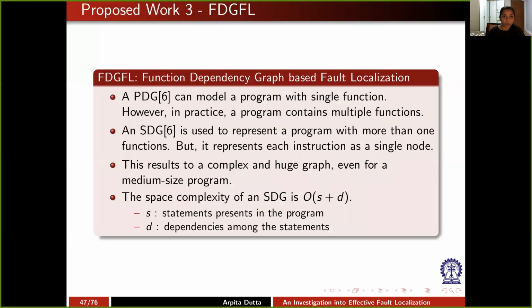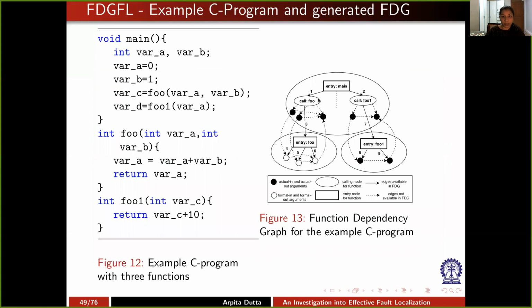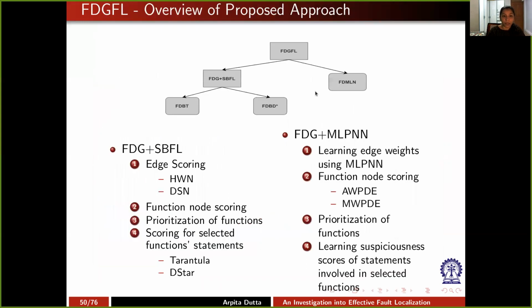Now coming to our third approach, that is FDGFL, function dependency graph based fault localization. Sometimes we can see that the function execution is the same for different functions. So to get rid of this problem, we have defined a function dependency graph, where we have captured the dependency relation between different functions. In the function dependency graph, these are the functions and these are the dependency relations. The dependency is based upon the global variables as well as the function argument passing.